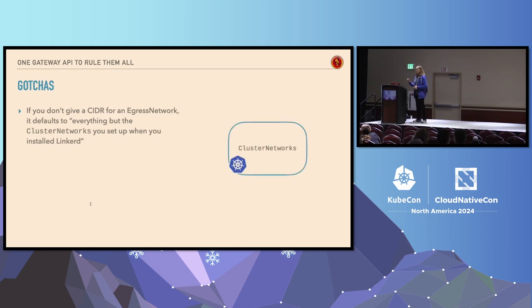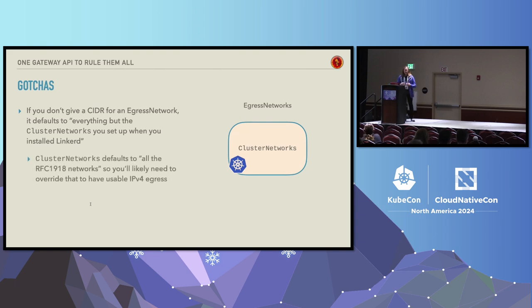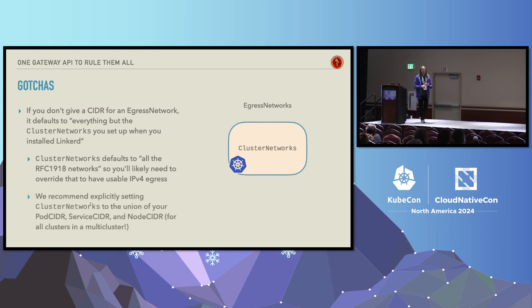If you don't list a CIDR for an egress network, it defaults to everything except the cluster networks that you provided as a parameter when you set up Linkerd. If you don't set up that parameter, it defaults to all the RFC 1918 networks. The point of cluster networks is to tell Linkerd, these are the networks that are a part of the cluster and everything else is not. Since cluster networks defaults to the union of all the RFC 1918 addresses, if you are trying to use IPv4 egress, you are almost certainly going to have to override that when you set up Linkerd in the first place. We recommend that you make cluster networks the union of the pod CIDR, node CIDR, and service CIDR for all of your clusters in your multi-cluster setup. I mean, if you're using multi-cluster, otherwise it's just your one cluster.